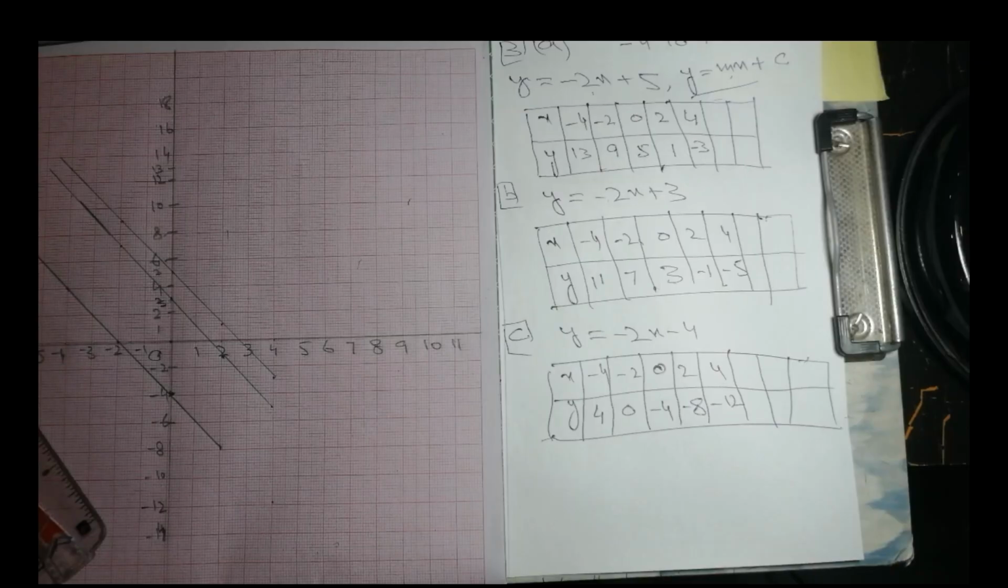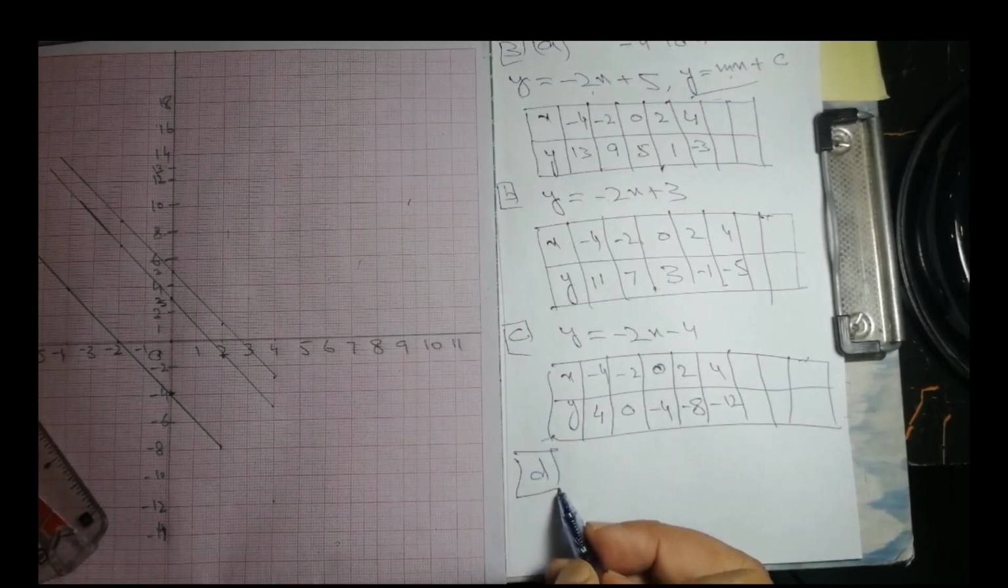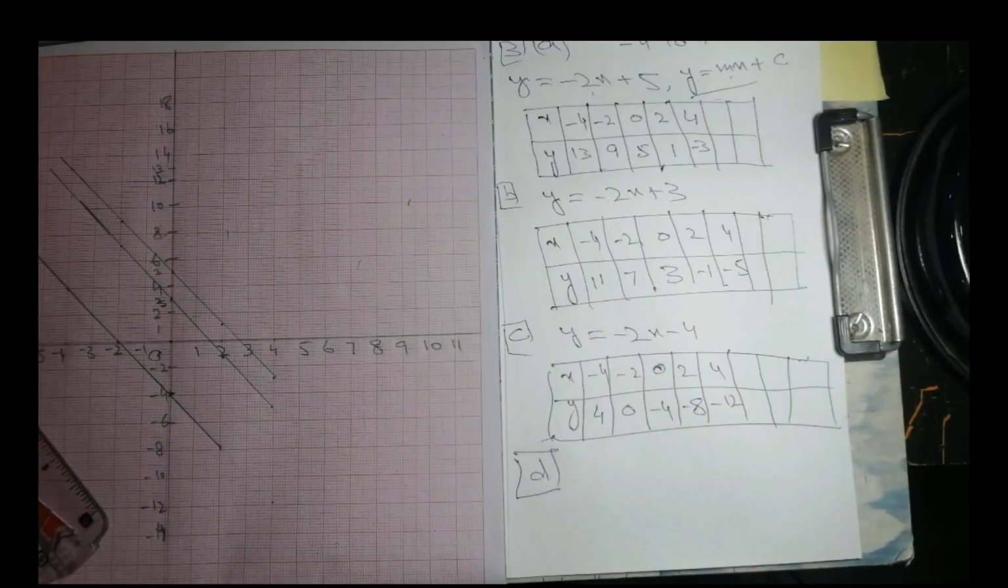Now, part 2 was: what do you notice about the lines you have drawn in part 1? So we notice that the lines are parallel, and he did not ask why. If he asks why, you will mention that it is because the slope of all the lines is the same. So you can draw part number 4.